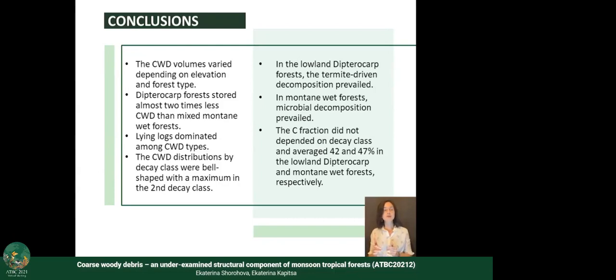Coarse woody debris distribution by decay classes was characterized by a bell-shaped form, and the second and third classes dominated. Carbon fraction averaged 42 and 47% respectively for dipterocarp and wet montane forests. In the dipterocarp forests, decomposition was mainly termite driven. And in wet montane forests, we observed mainly fungal decay.